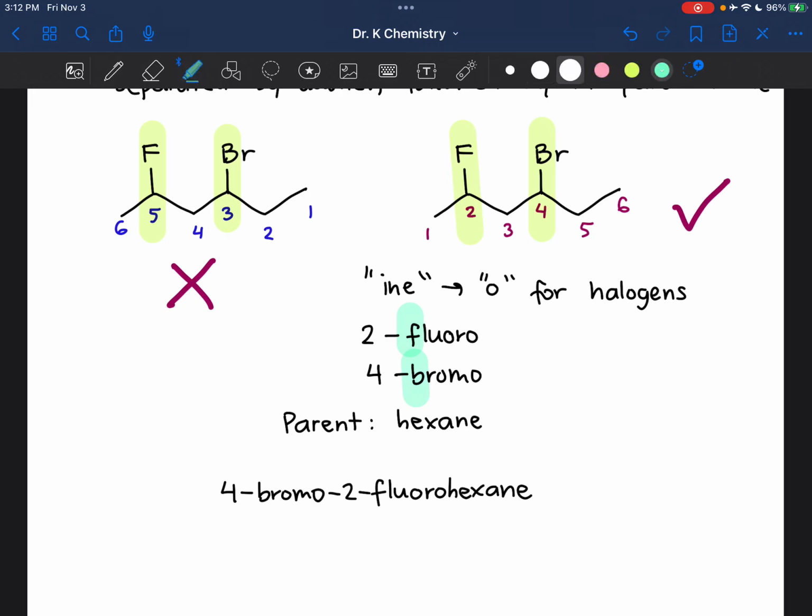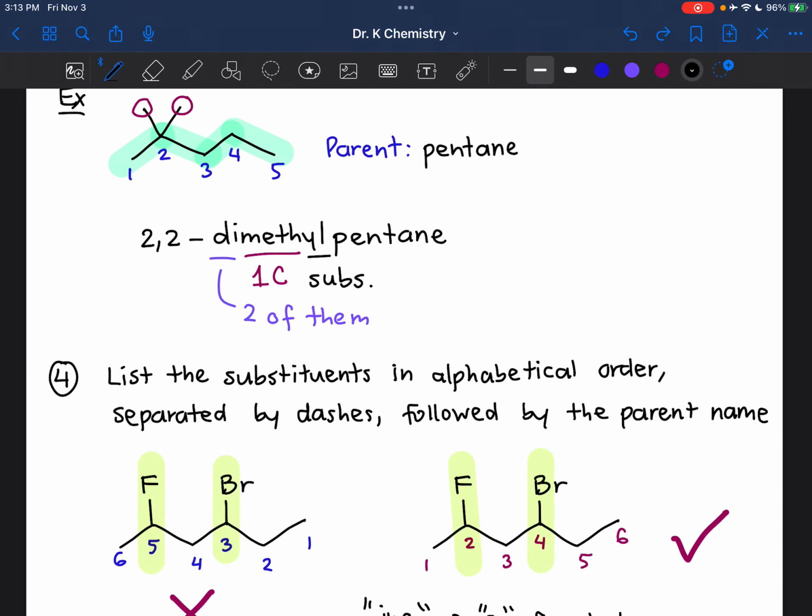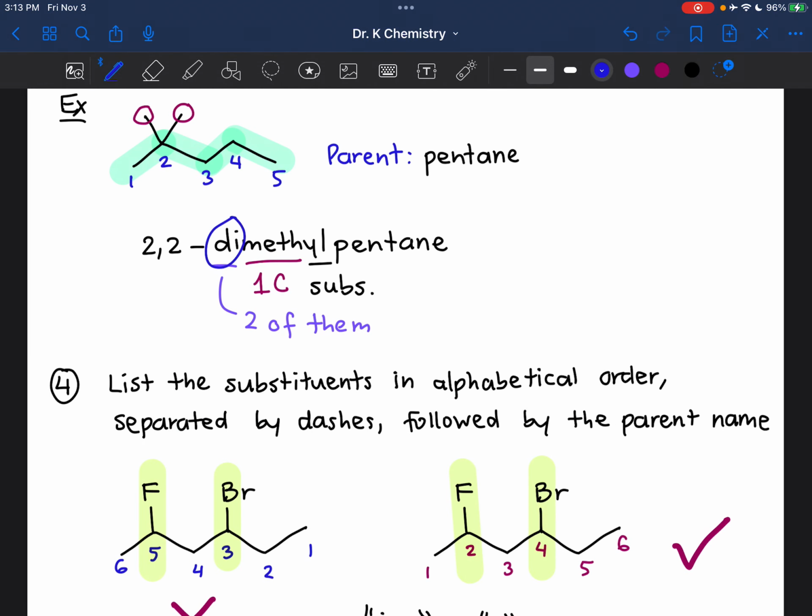So go by alphabetical order when you're listing the substituents, not by numerical order, because notice that 4-bromo numerically comes after fluoro, but that doesn't matter when we're naming it. We want to make sure that they're listed in alphabetical order. Now, if you think back to the previous examples where we had these prefixes di, tri, tetra, etc. We now have to think about, well, how are we going to alphabetize if we have multiple substituents and they have those prefixes?